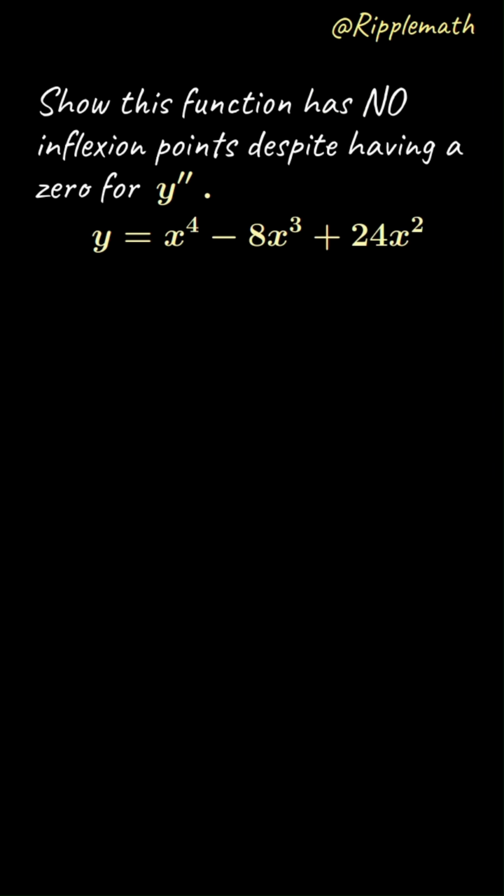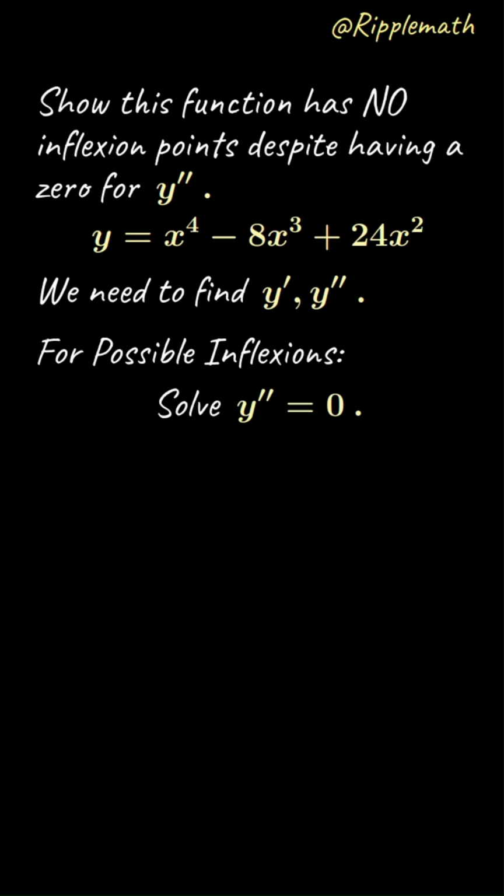Hi guys, we're going to show that this function has no inflection points despite having one value of x for which y double dash is 0. And we'll show you a little graph of that too, to show you what happens when y double dash is 0 at one of those particular points. We need to find y dash and y double dash, and then we're going to solve for y double dash is 0 for possible inflections.